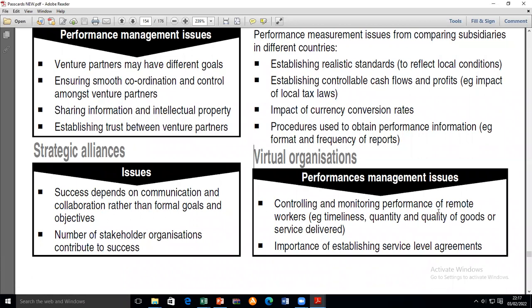Controlling and monitoring performance of remote workers. So how do you control these workers, because they're not with you, they're all over? Timeliness, quantity, quality of goods or service delivered. How do you control? Mainly, we have clear service level agreements. We have clear agreements on what is expected, and constant feedback.